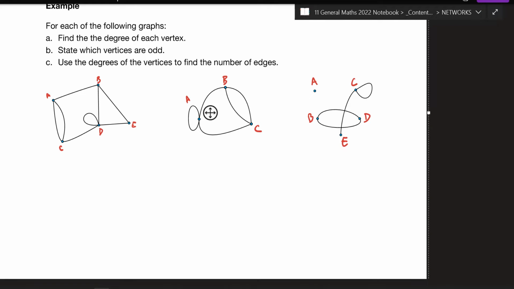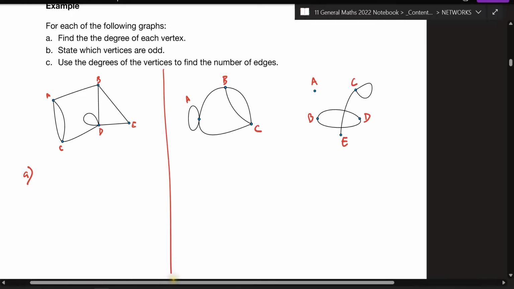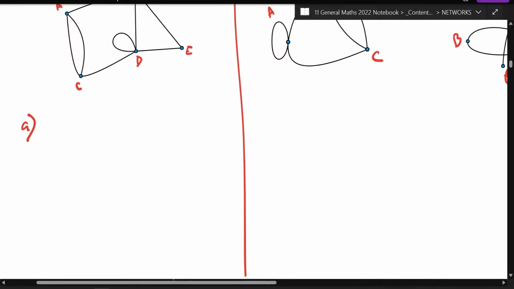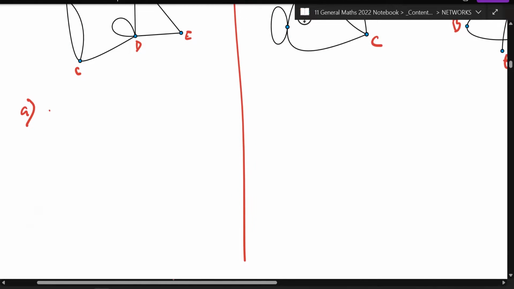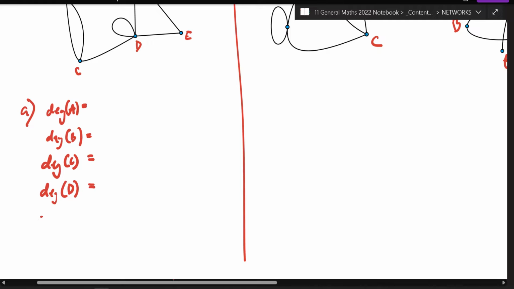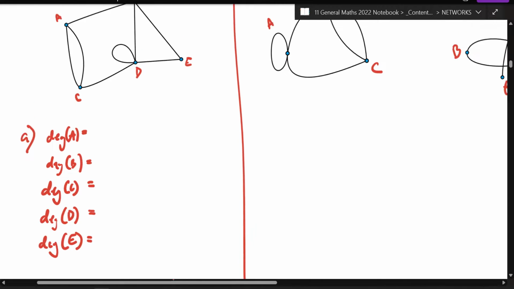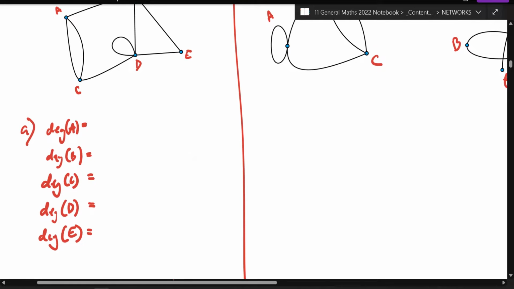So for the first graph, find the degree of each vertex. I'm just going to write down the degree for each one: the degree of A, B, C, D, and then the degree of E. Remember, degree is the number of edges that connect to that vertex. Or, put simply, the degree is the number of lines that connect to that dot. That's all it is.